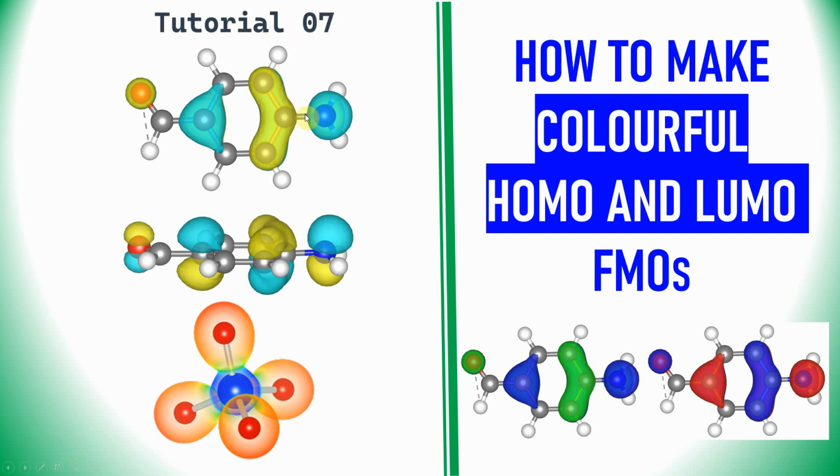In this video I'm going to explain how to make colorful HOMO LUMO frontier molecular orbitals using Gaussian cube files. To plot, I'm going to use VESTA software. I will tell you how to download VESTA software.